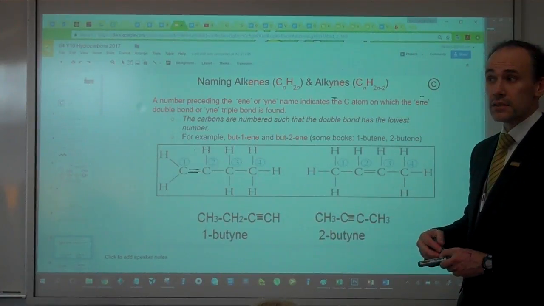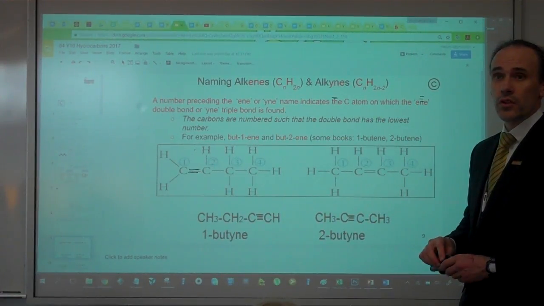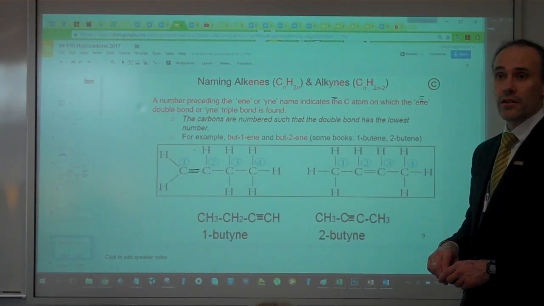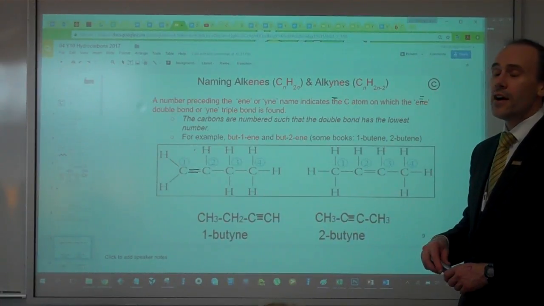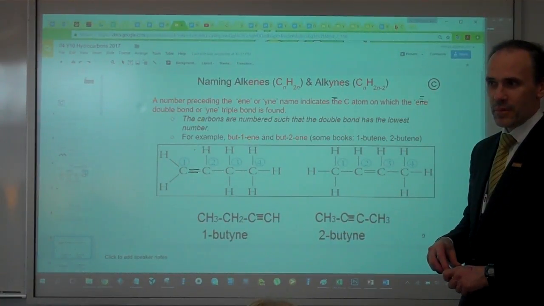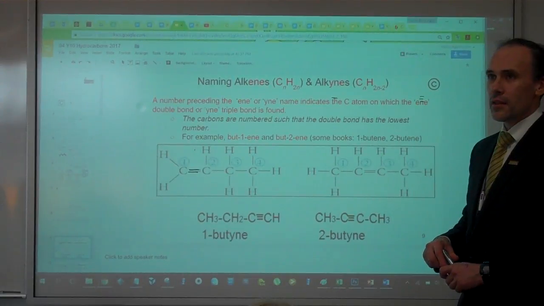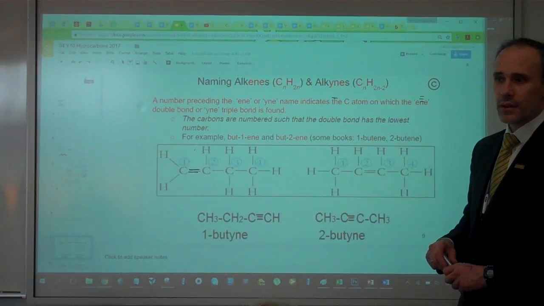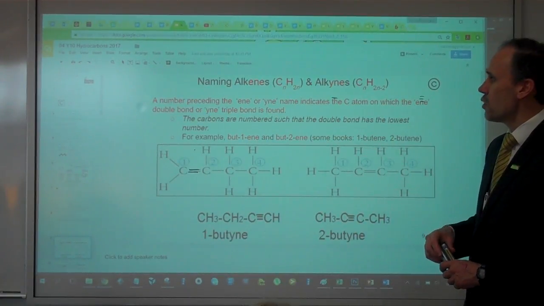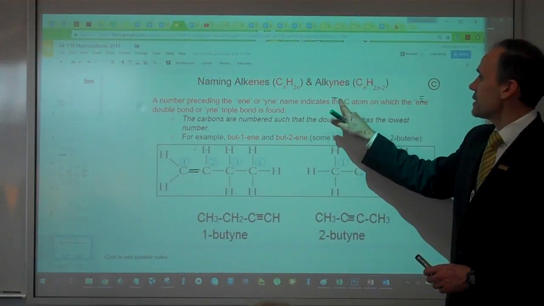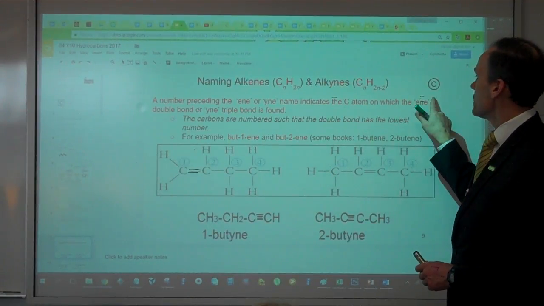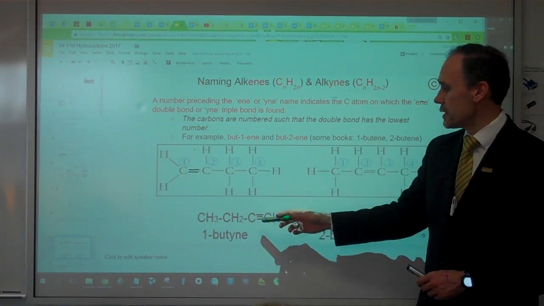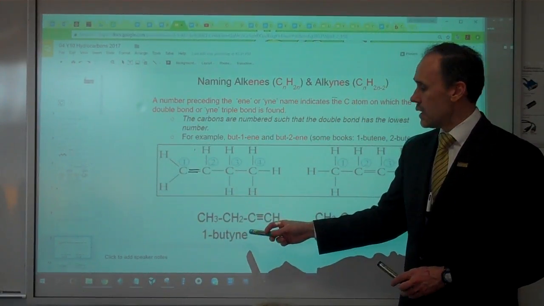So you could be asked, draw the molecule, say non-3-yne. Non would be 9, and at the third carbon I'd need a triple bond because it's a yne. Okay. So this is how these naming conventions work. The ene or the yne name indicates the carbon atom on which the double bond or the triple bond is found. Okay, there's another example down here, this time as a structural formula.